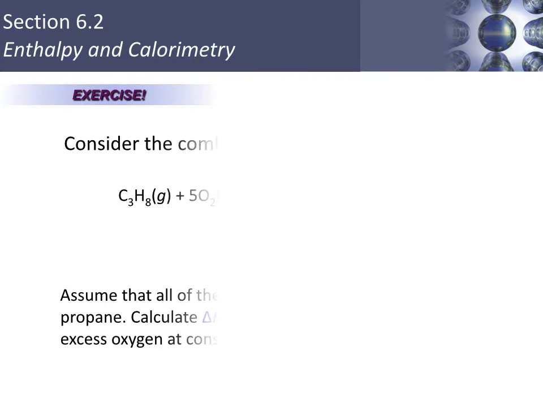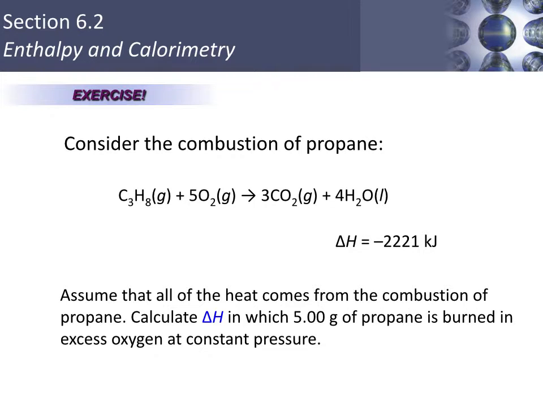So let's look at an example problem. Consider the combustion of propane, with the equation, and you're given a delta H for the overall reaction. It says, assume that all the heat comes from the combustion of propane. Calculate delta H in which 5 grams of propane is burned in excess oxygen at constant pressure. So you're given the overall change in energy for the reaction, and it wants to know what is delta H when you have 5 grams of propane.